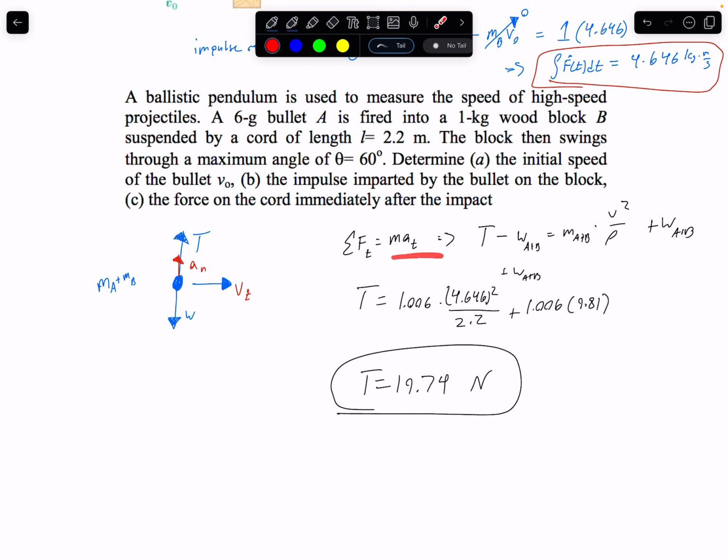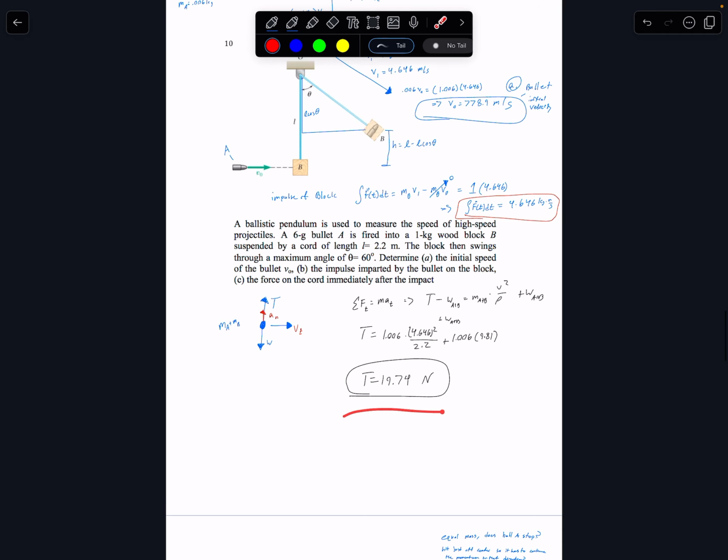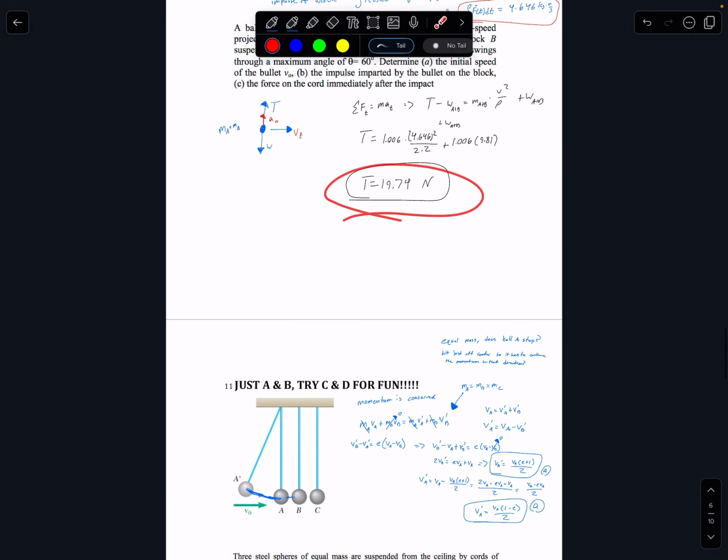So we know that the normal acceleration is equal to velocity squared over the instantaneous curvature, and sum of the forces, T minus the total weight. And so we know that T equals the total mass times velocity squared over the curvature plus the weight. And sub everything in because we know everything, and the tension equals 19.74 newtons.